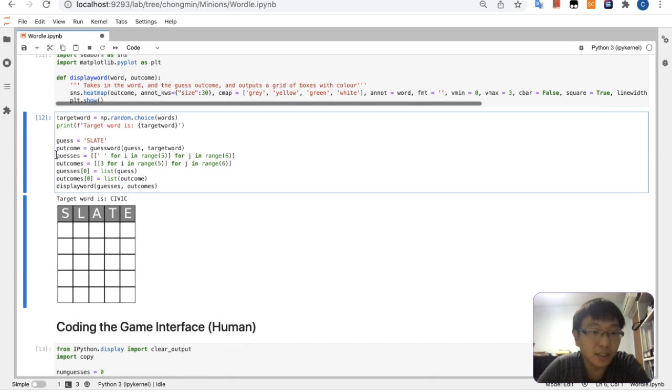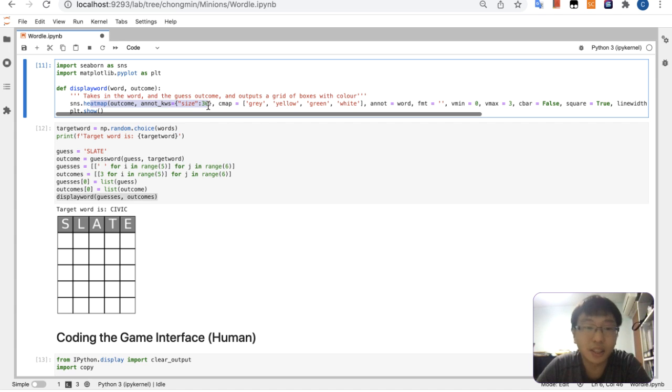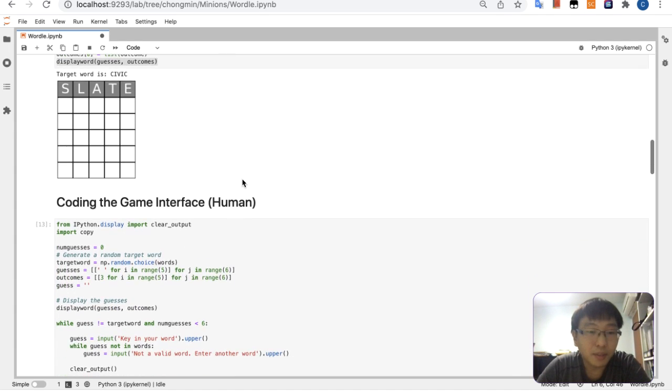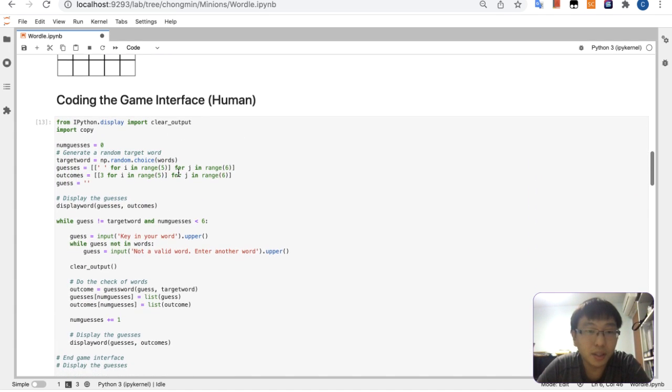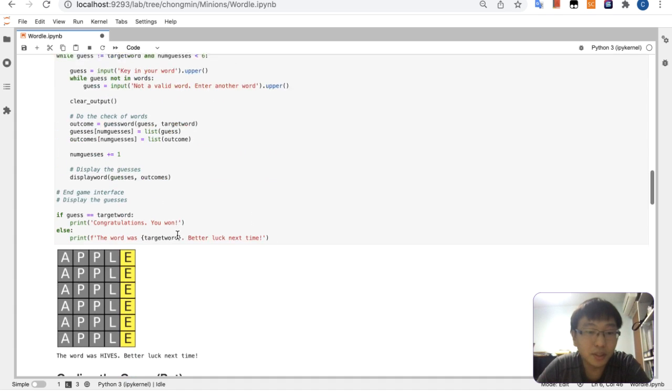It just takes in the list of guesses and the list of outcomes, and basically does a display word. This is actually a heat map. A heat map is really great for this kind of task. After that we coded the human game interface. This was for humans to play.